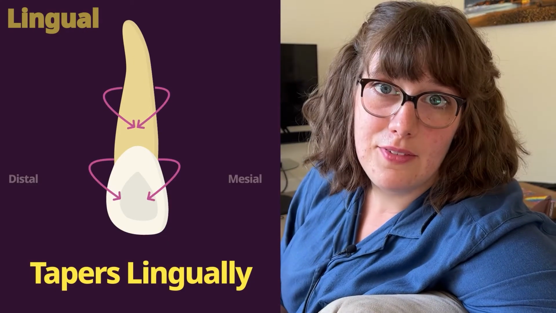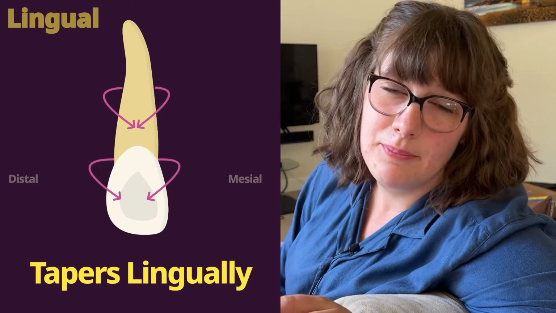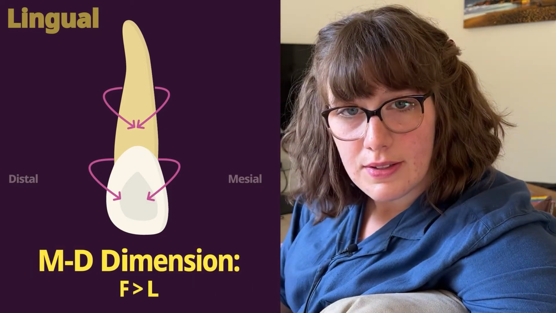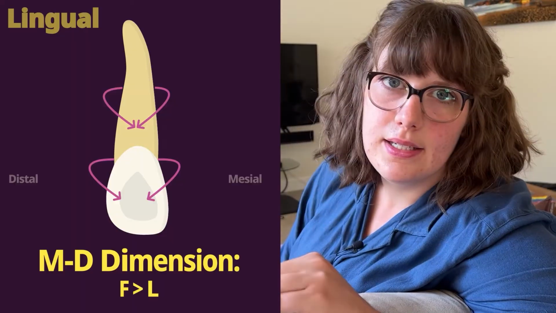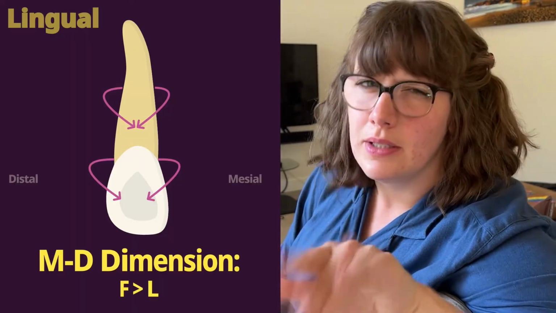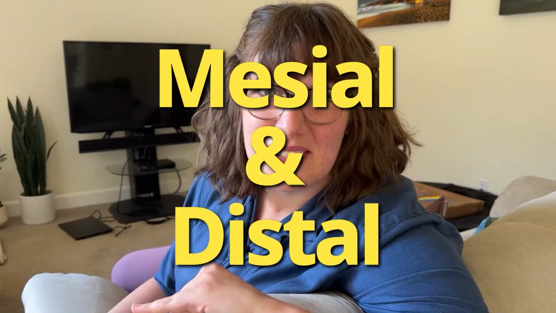The root and crown of this tooth taper lingually, which means that the mesial distal dimension of the facial surface is wider than it is on the lingual. It gets narrower and narrower towards the lingual. It's going to be a little bit easier to see from the incisal. But first, let's look at the mesial and distal.